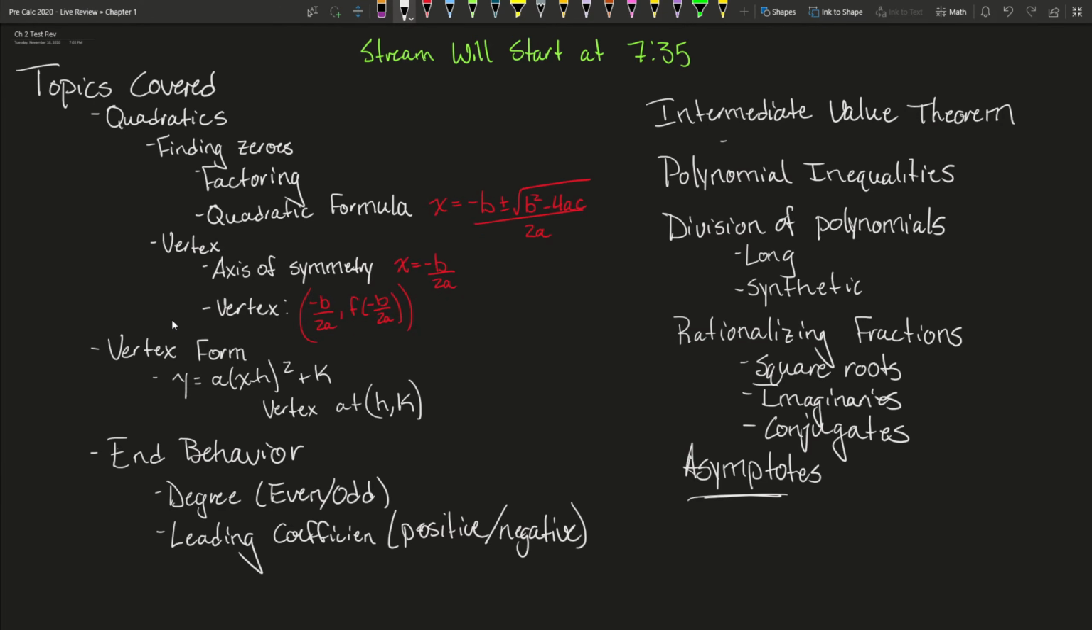So some topics covered, some things that are 100% on the test. I'm going to go in order of what we covered. So quadratics. We need to be able to find zeros. We need to be able to find the vertex. So we need to be able to factor. The one thing on here that I kind of forgot to mention was completing the square. So to go from a quadratic in standard form to one in vertex form, we have to complete the square, which we'll do here in a second.